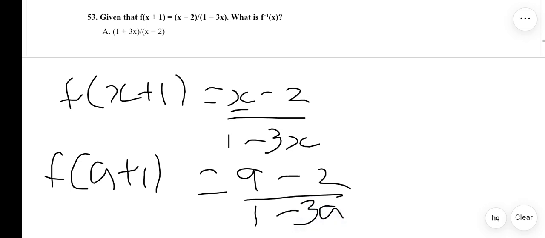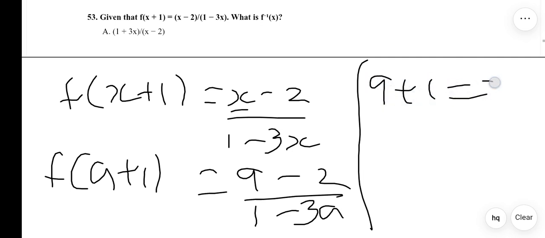So now I want a function. Remember the definition of a function: when you put the same input, you are going to have the same output. So I want a point where my a plus 1 is the same thing as my x. Do you get my point? So if my a plus 1 is equal to x, then f of a plus 1 and f of x will be the same thing. That means at that point, what is the value of a? My a is equal to x. I'll take 1 to the other side, so that will be minus 1.